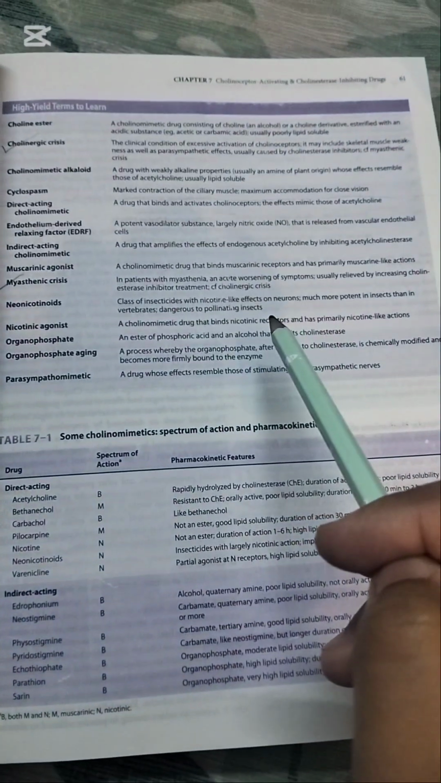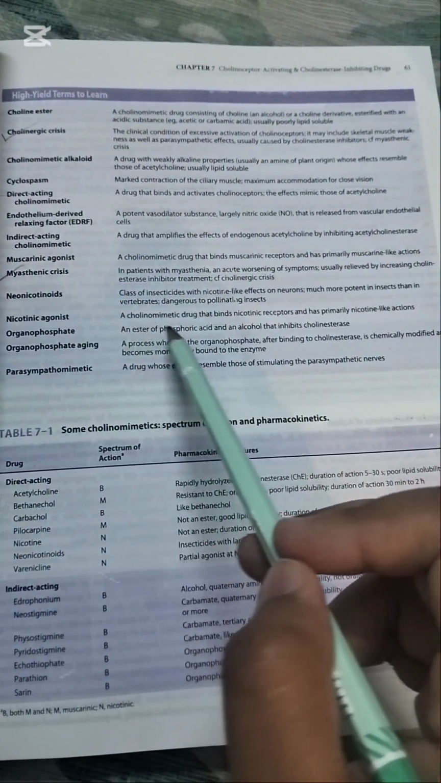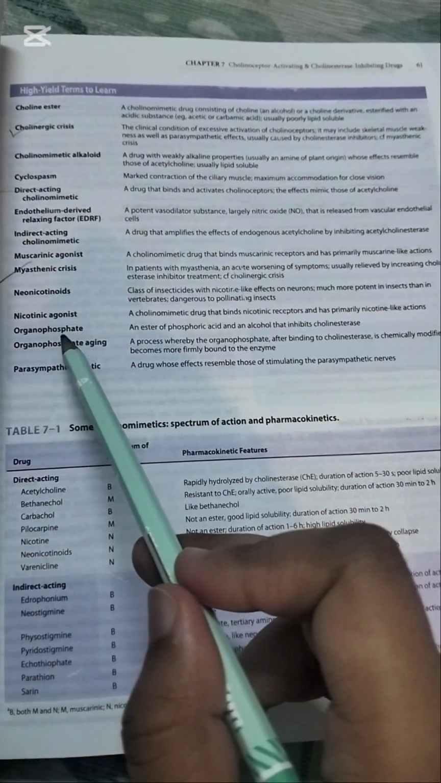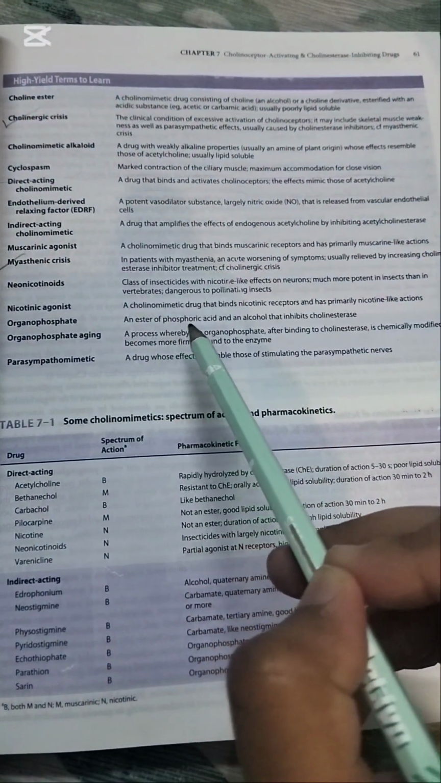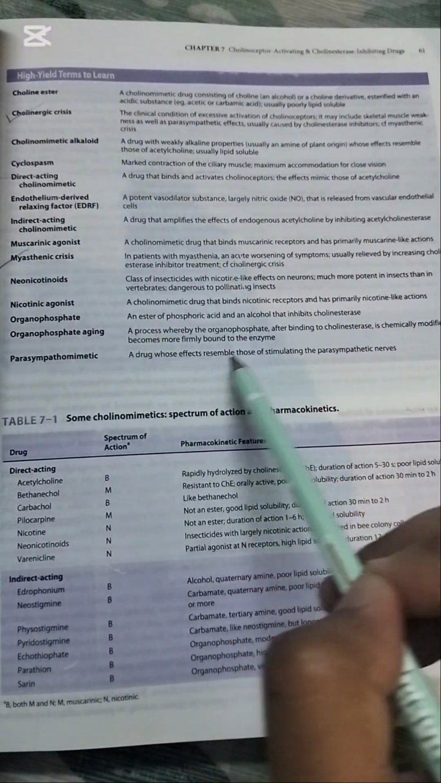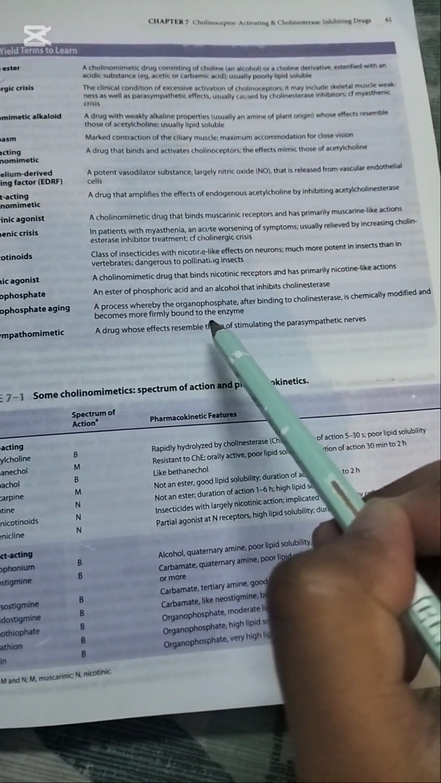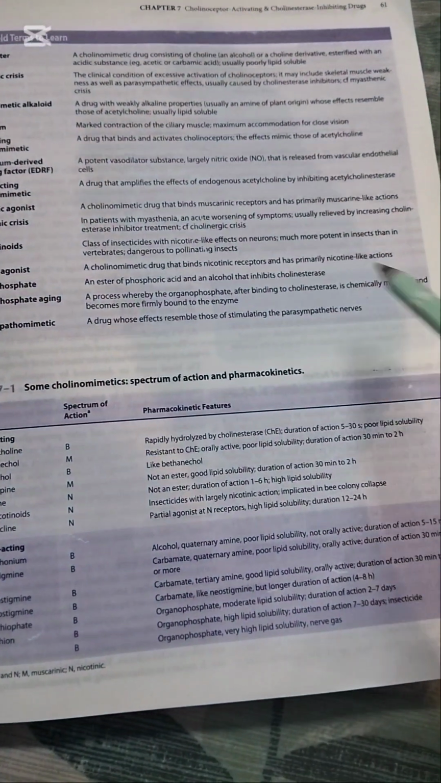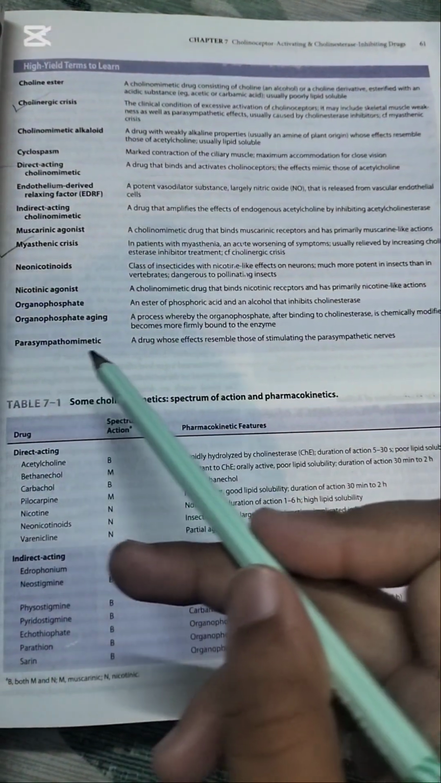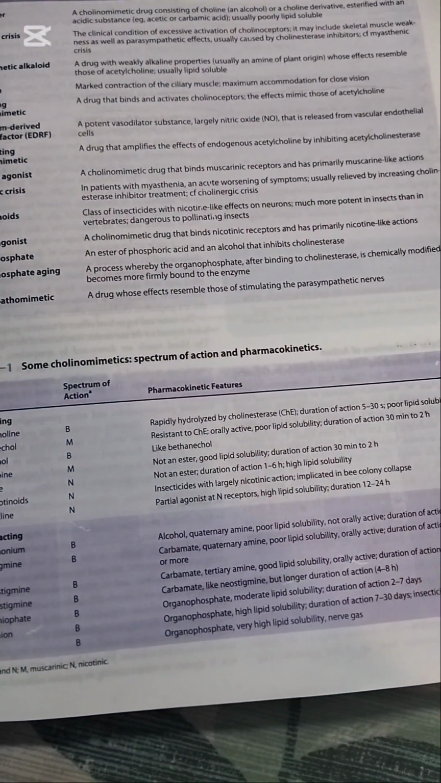They're a class of insecticides with nicotine-like properties, and they act on neurons. If we talk about nicotinic agonists, then they are cholinomimetic drugs that bind with nicotinic receptors. They have primarily nicotine-like actions. If we talk about organophosphates, then they consist of phosphoric acid and an alcohol that inhibits the cholinesterase, and they are bound with an ester bond. If we talk about organophosphate aging, then it is a process where the organophosphate, after binding to cholinesterase, is chemically modified and it becomes more firmly bound to the enzyme. And these are basically cholinergic drugs, which resemble those of stimulating the parasympathetic nerves.